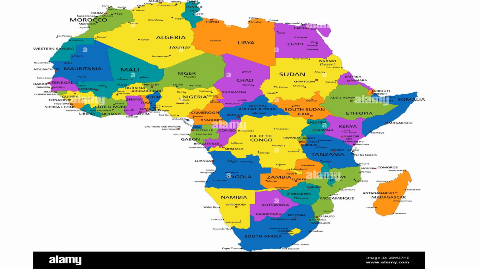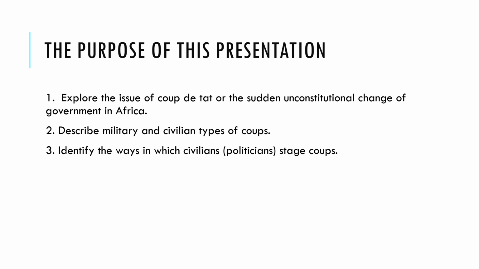This map shows the 54 countries that make up Africa today. The purpose of this presentation is to achieve the following goals: 1. Explore the issue of coup d'etat, or the sudden unconstitutional change of government in Africa. 2. Describe military and civilian types of coups. And 3. Identify the ways in which civilians, that is politicians, stage coups in the continent.